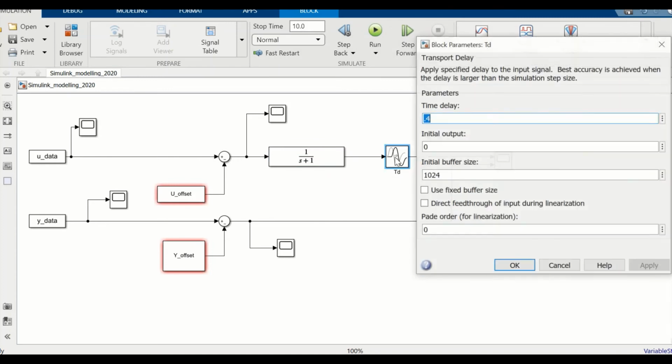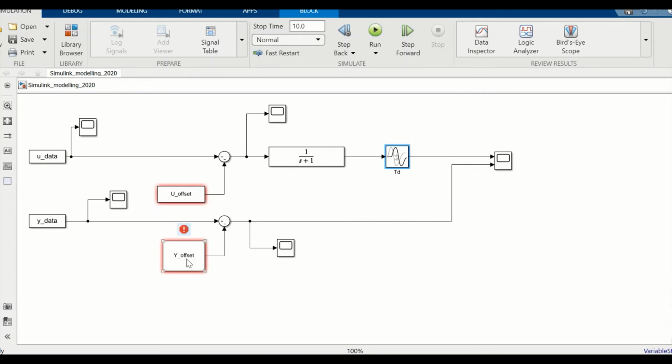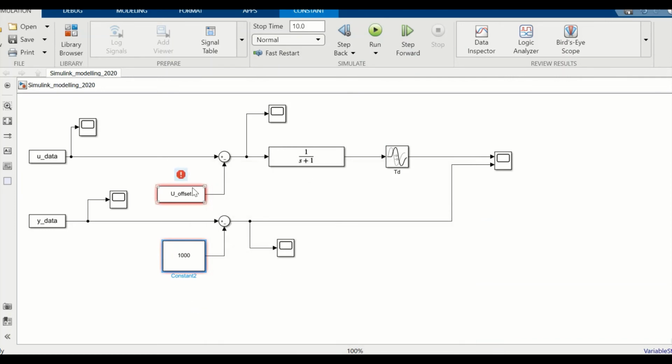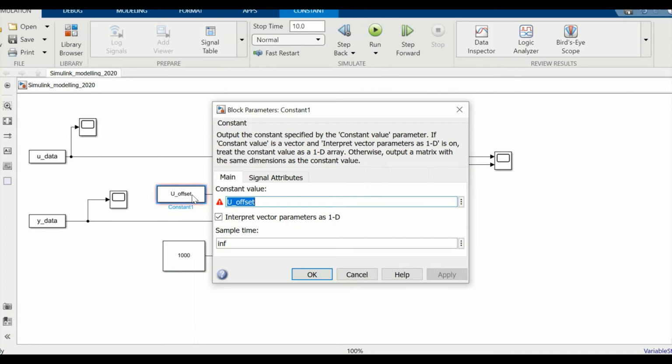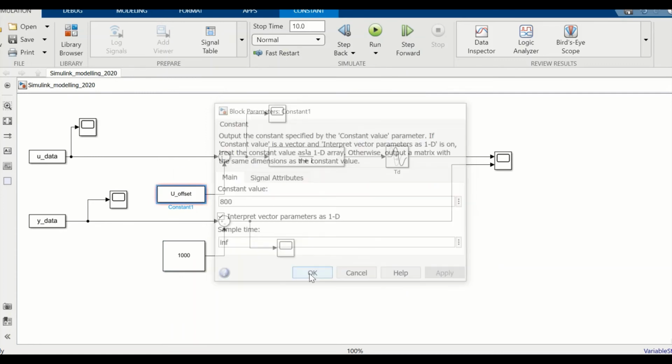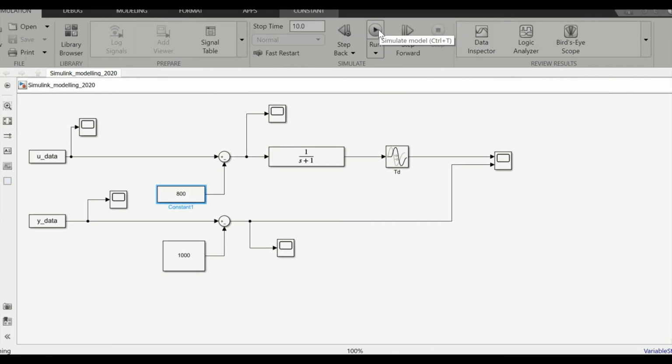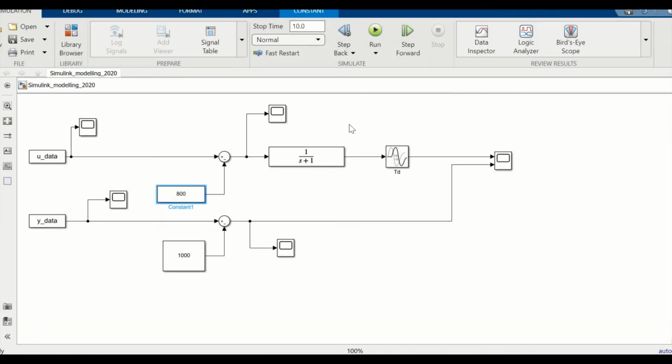Double click on that one, set that as say 1 as well, and then your Y data offset, start that off as say 1000, and your U offset, you probably know what that is, it's 800. So we now have some numbers in this, and we can run the simulation. So run the simulation, click on the run button, and wait until it comes up with a funny little noise. There you go, you get the funny little noise. Now have a look here first of all. We click on there.